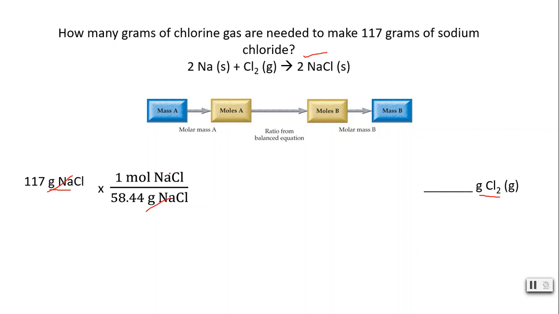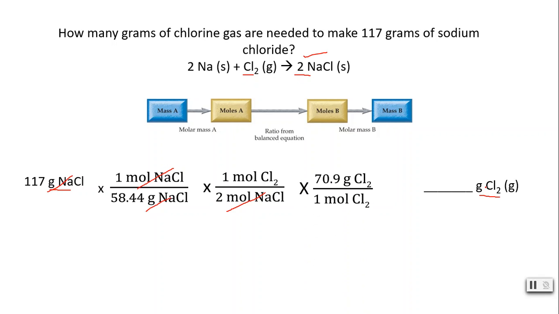Now I'm at the point where I can use the coefficients of the balanced equation to relate moles of one species to moles of another. And I see for every 2 moles of NaCl, there is 1 mole of Cl2. Again, remember, if there's no coefficient out front, that means 1. So I write that accordingly so that my mole units cancel. My mole of NaCl cancel. I'm left with moles of Cl2. I'm almost there. I've got to get to grams of Cl2. So I'm going to use molar mass to the rescue again. Again, written so my mole units of chlorine cancel.